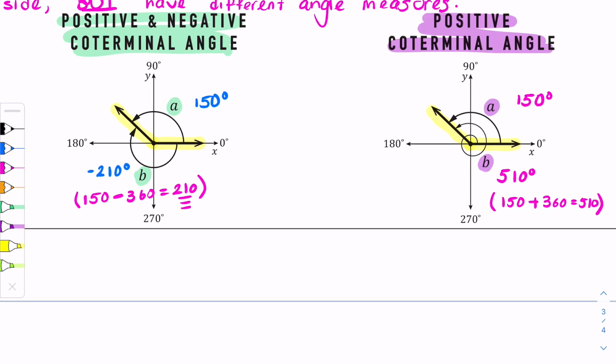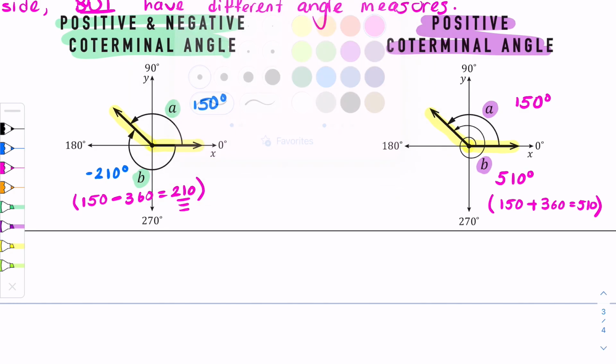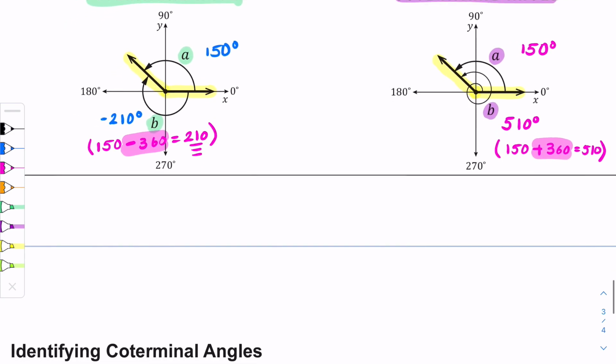If we compare my two examples here, you can see that for the first one, the positive and negative coterminal angle, I subtracted 360. And for the two positive coterminal angles, I added 360. So that's the pattern that you can find. One full rotation is 360, or 2 pi if you're looking at it in radians. So to find coterminal angles, add or subtract a full rotation, meaning add or subtract 360 in degrees or 2 pi if it's in radians.